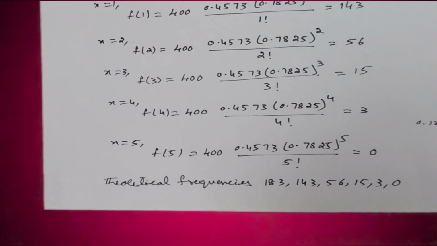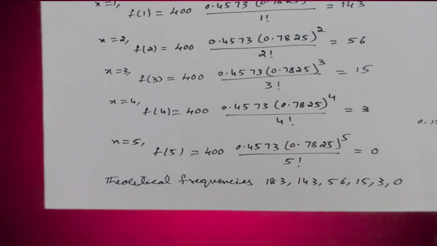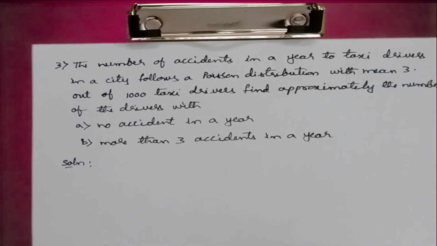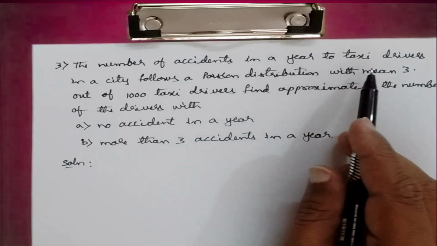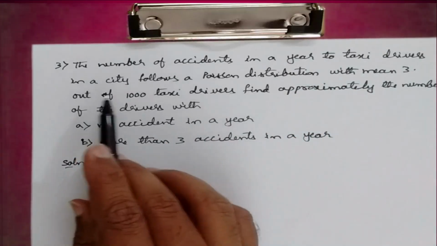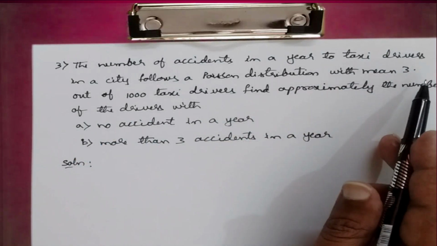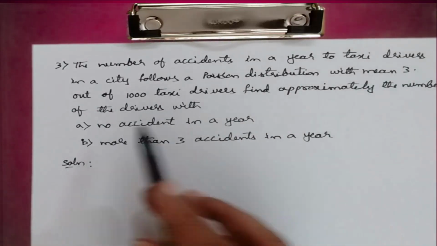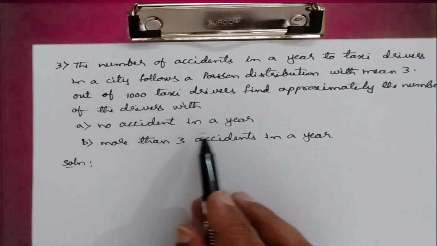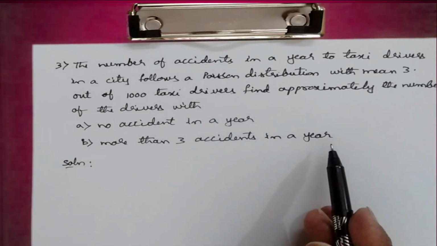Let us move on to the next question. The number of accidents in a year to a taxi driver in a city follows a Poisson distribution with mean 3. Out of 1000 taxi drivers, find approximately the number of drivers with no accident in a year, and more than 3 accidents in a year.